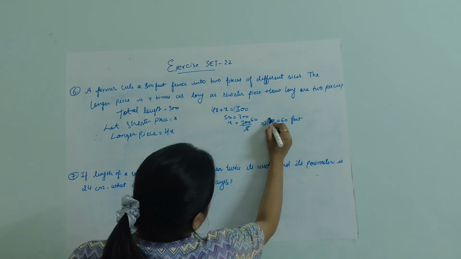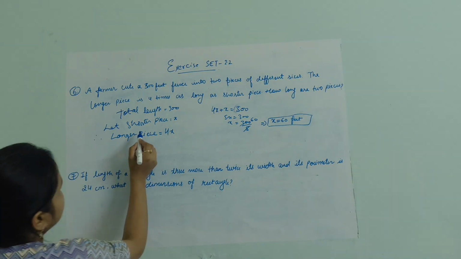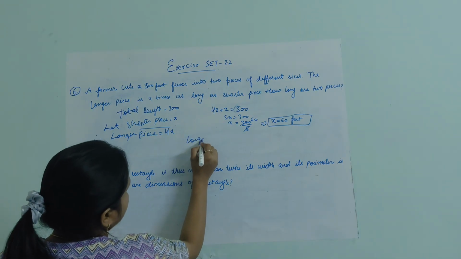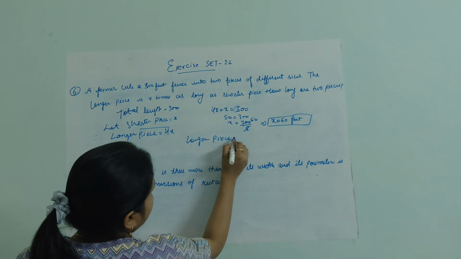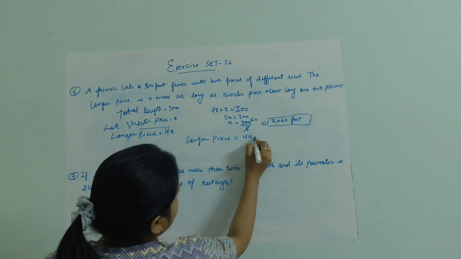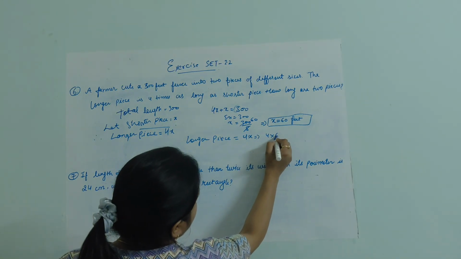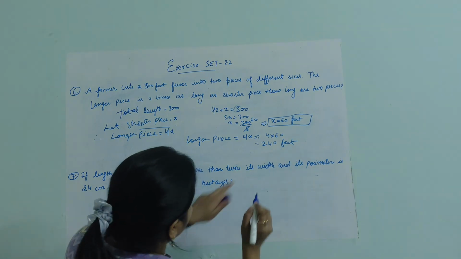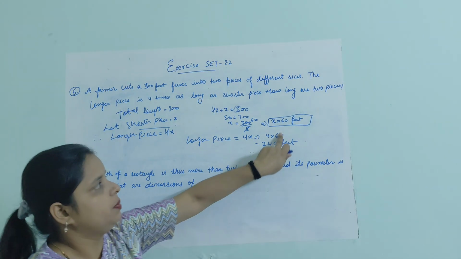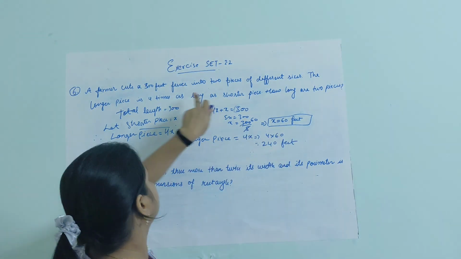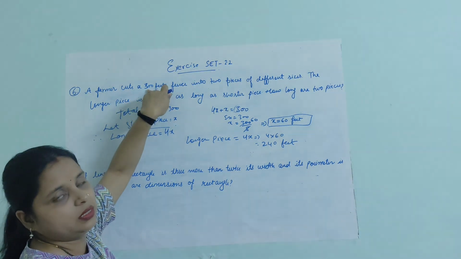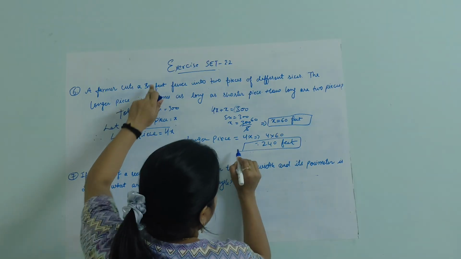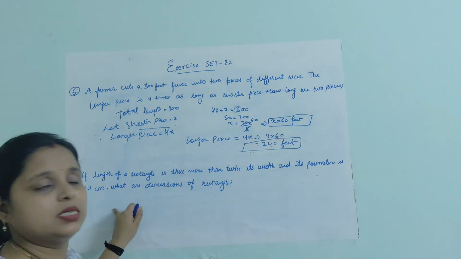That means the shorter piece is 60 feet, and the longer piece is equal to 4x. That means 4 into 60, 240 feet. And if we sum both of these, 240 plus 60 is equal to 300 feet. Correct? Which is the total length. That means our answer is correct. So you got it, how to calculate it. Now let's see the next example.